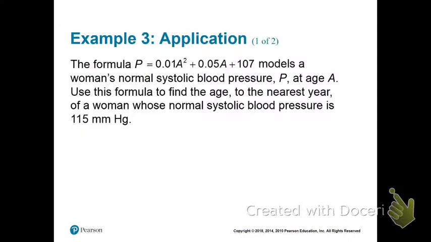All right, so let's look at an application here. It says the formula P equals 0.01a squared plus 0.05a plus 107 models a woman's normal systolic blood pressure P at age A. Use this formula to find the age to the nearest year of a woman whose normal systolic blood pressure is 115. All right, remember, guys, I've told y'all, if they give us an equation, let's look at it and let's identify those variables.